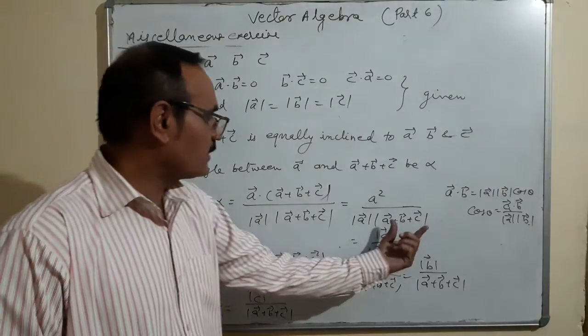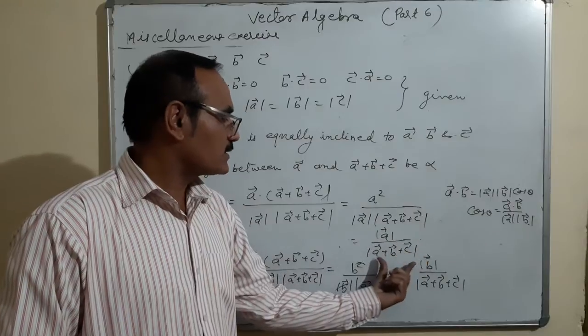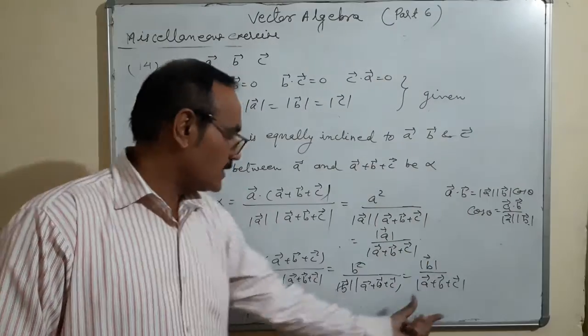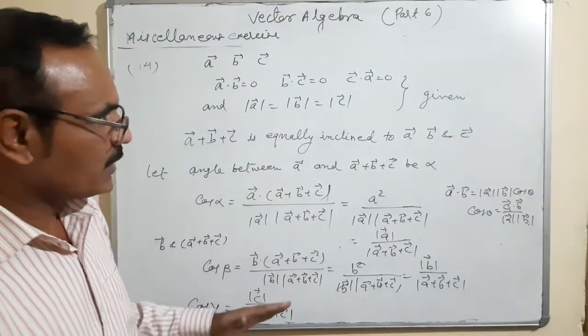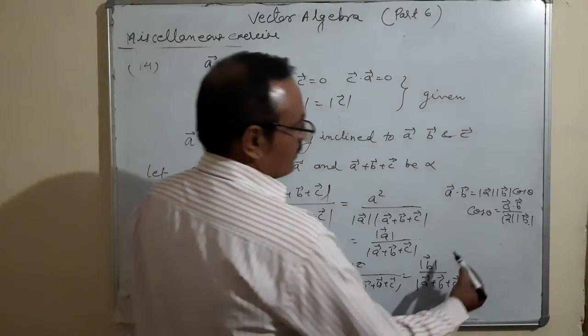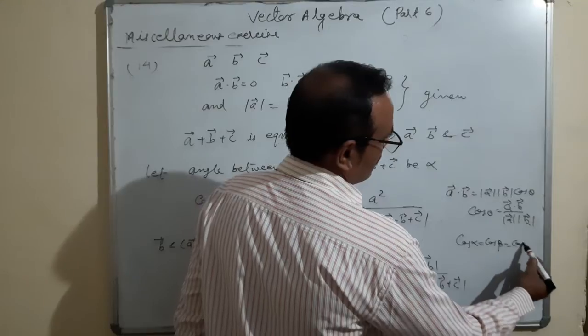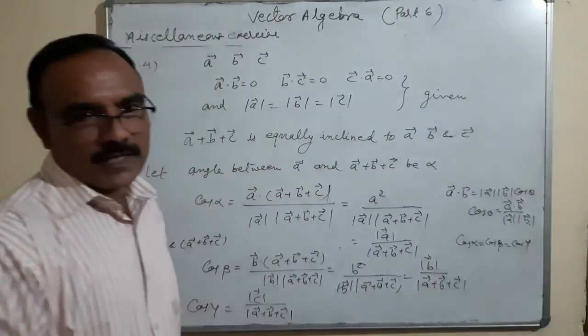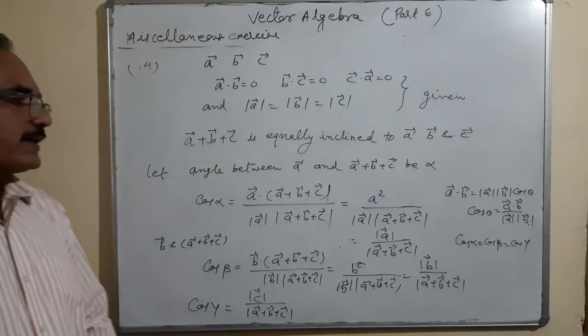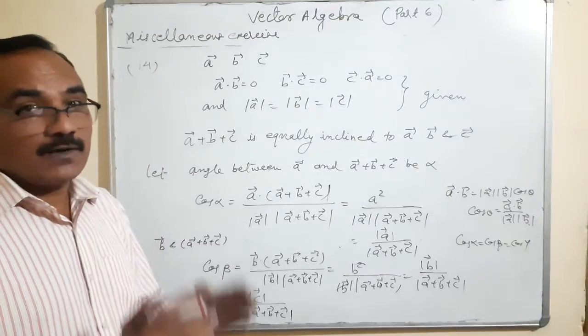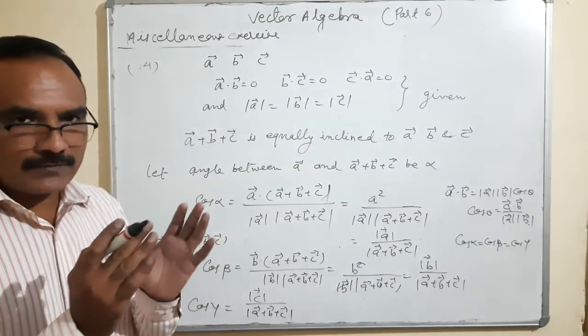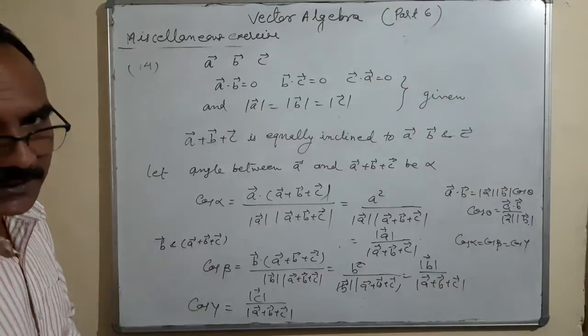And their denominator, the magnitude of A plus B plus C, is the same. So what does it mean? Cos alpha is equal to cos beta is equal to cos gamma. So they are equally inclined with vector A, vector B and vector C, of the angle of vector A plus vector B plus vector C.